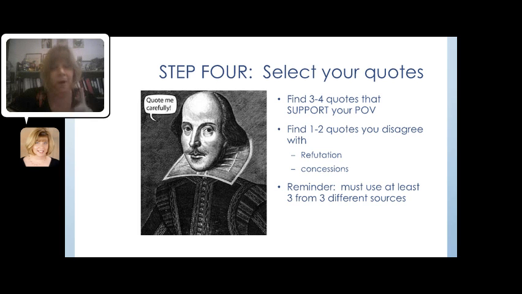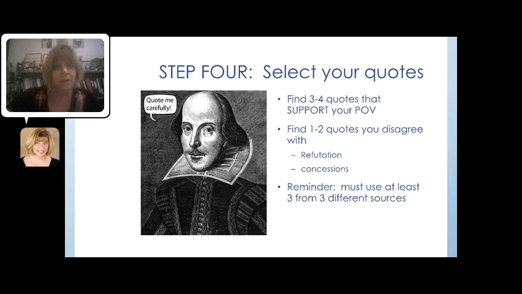And then also find 1 or 2 quotes that you disagree with. And you say, well, Ms. Brown, why do I want to have something if I don't agree with it? Because there's 2 things you can do with a quote that's something that you disagree with. The first is that you can use it for refutation. You can say that magic word, although source A says this one thing, source B and C say this, and I also think this is true.